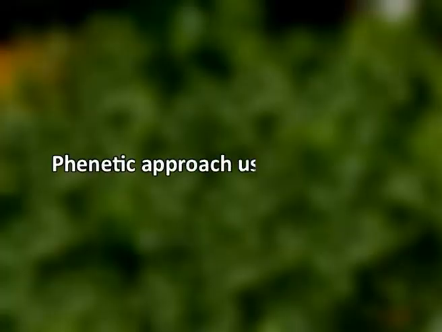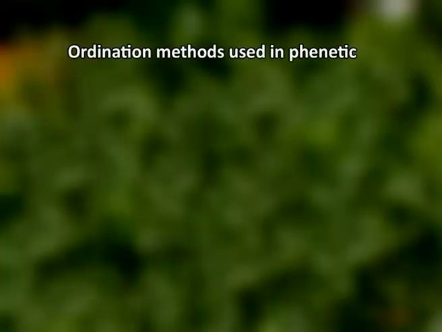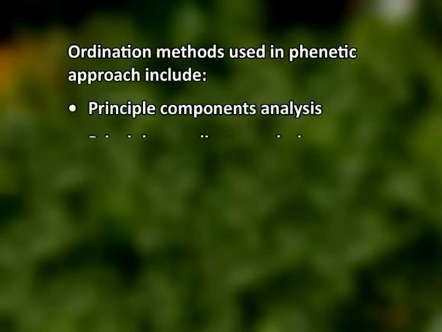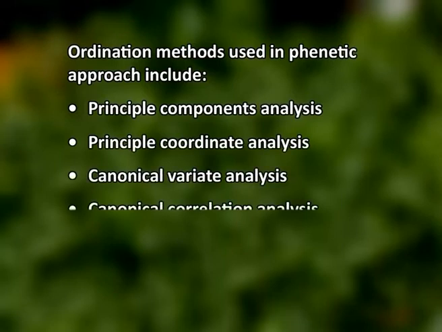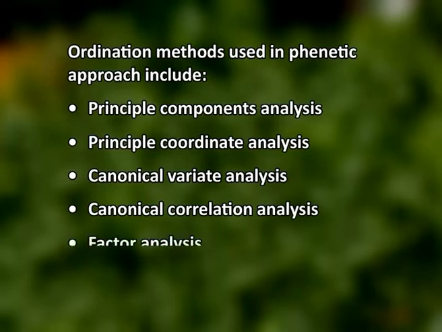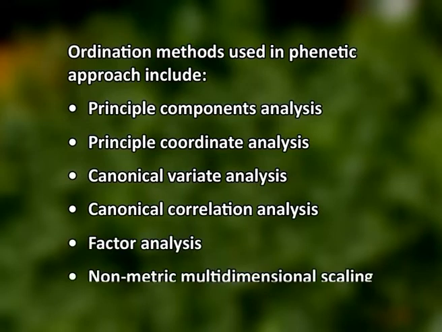In determining a taxonomic structure among all OTUs, the phenetic approach uses algorithms. Like coefficients, there are many algorithms. However, clustering and ordination are the most commonly used ones. Ordination methods commonly used in the phenetic approach include principal components analysis, principal coordinate analysis, canonical variate analysis, canonical correlation analysis, factor analysis, and non-metric multidimensional scaling.